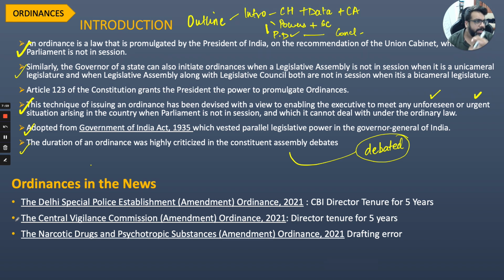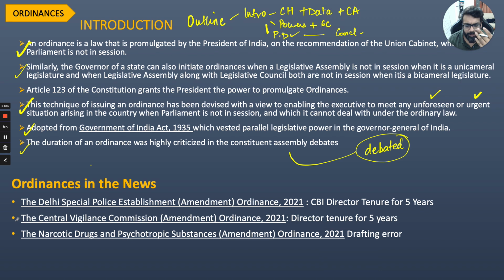But we basically understand what an ordinance is. An ordinance is basically a temporary law which is drafted by the ministers at the center or the state respectively, and instead of sending it to the central or the state legislatures, it is directly sent to the president and the governor, and the law comes to be in operation.